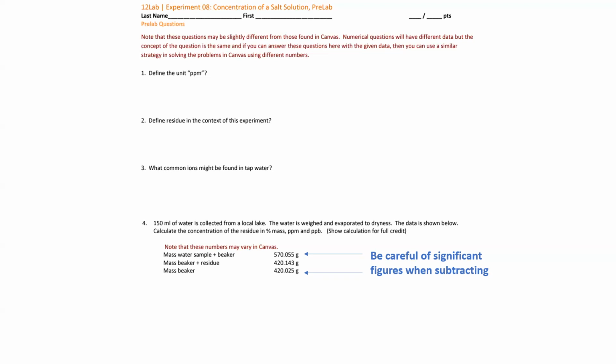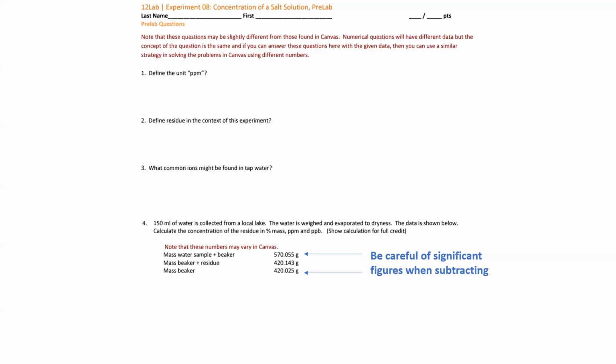So again, I'm going to point out that it's really important to be careful of significant figures when subtracting. And we're going to run into that issue I was talking about earlier, where if you take 570.055 grams, which is the mass of the water sample in the beaker, and subtract the mass of the beaker, which is 420.025 grams, you're going to end up with a number in your calculator that appears to be only to the nearest hundredth. However, remember that the precision when subtracting is based on the number of places after the decimal.